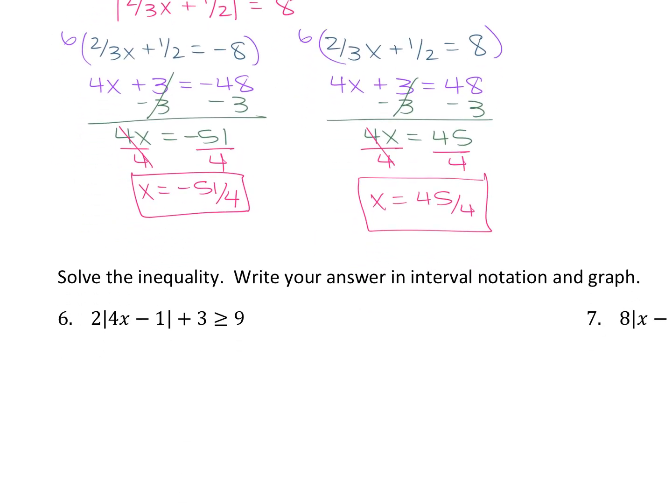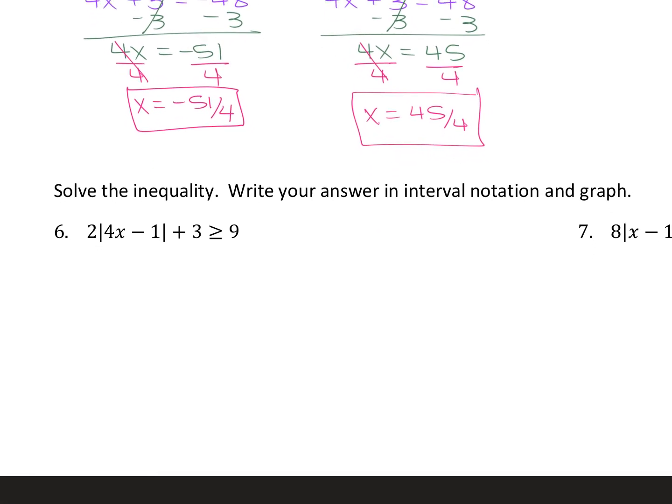Your next section goes over inequalities and solving these inequalities. You are graphing the answers and stating your answer in interval notation. So same as your equations, first I isolate the absolute value. Before you do anything with it, look at what you have. If the absolute value is greater than a negative number, that's always going to be true. So it's going to just be all real numbers. If the absolute value is less than a negative number, that's never going to be true. It's going to be no solution.